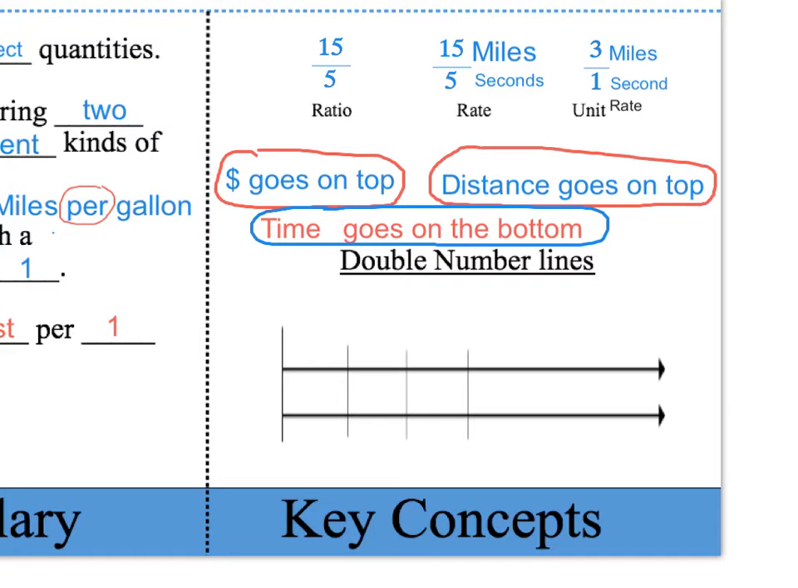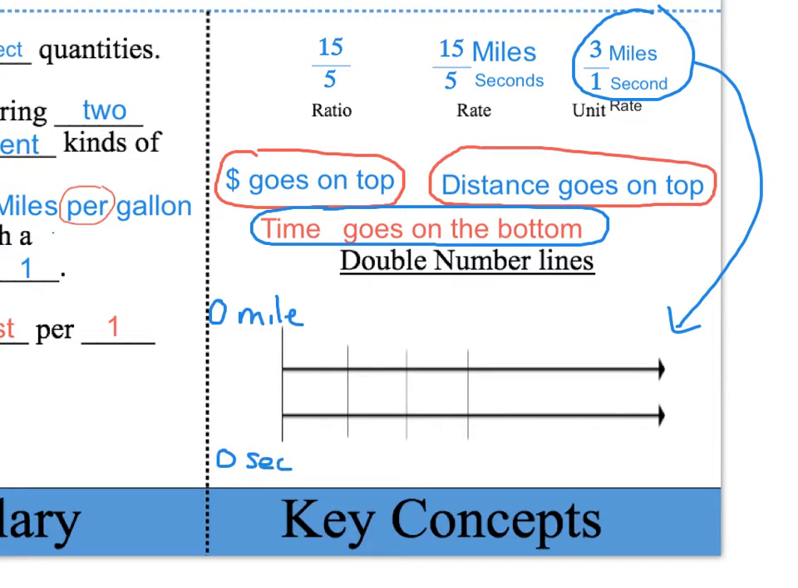The next thing we're going to talk about is a double number line. All it is is two number lines that are stacked on top of each other. And what we're going to do is use this example up here to fill out our double number line. We're going to place miles on top. So we'll start off with 0 miles at the beginning and 0 seconds on the bottom.